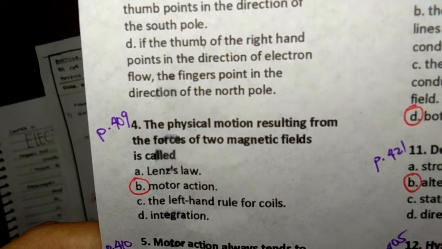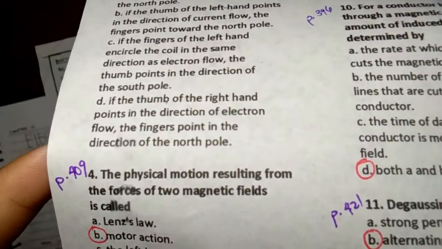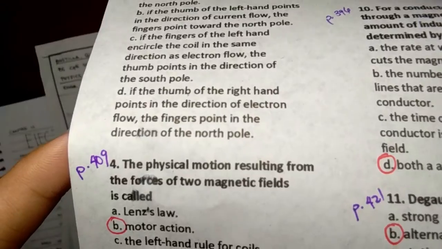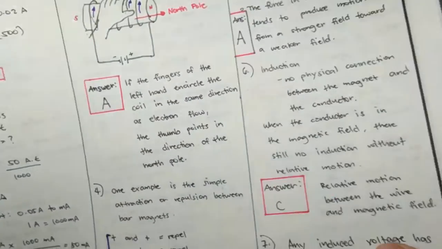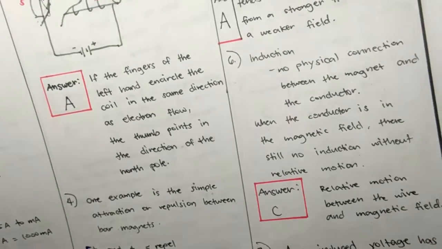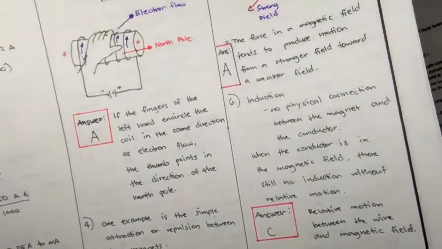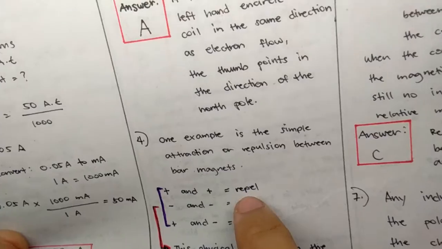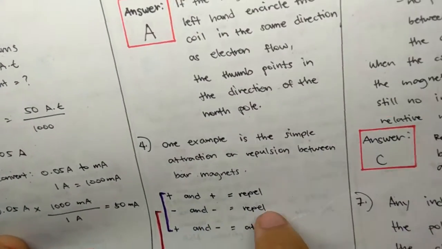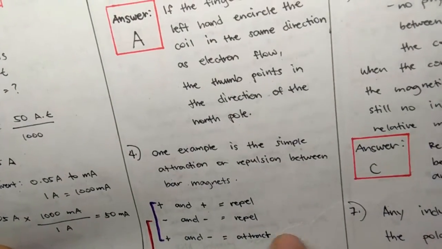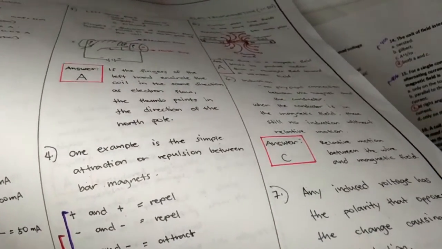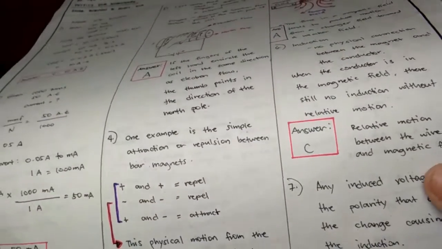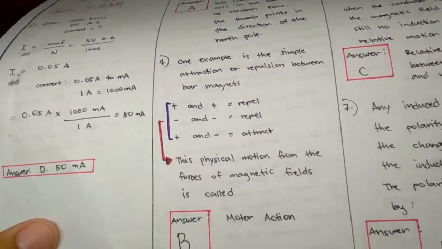Number 4, the physical motion resulting from the forces of two magnetic fields is called blank. The example here is simple attraction or repulsion between bar magnets. Positive-positive repel, negative-negative also repel, and positive-negative attract. The involvement there is motor action. This physical motion from the forces of magnetic field is called motor action.